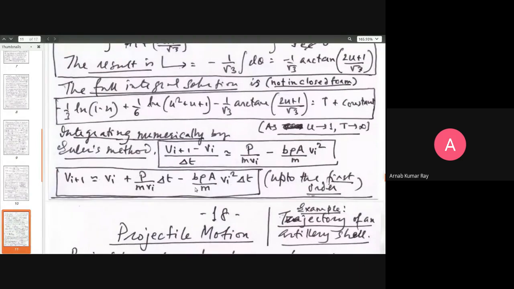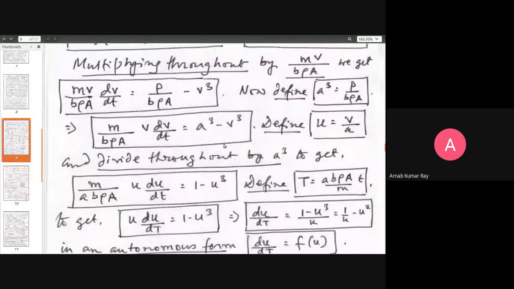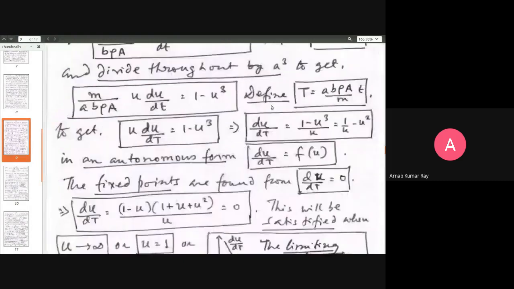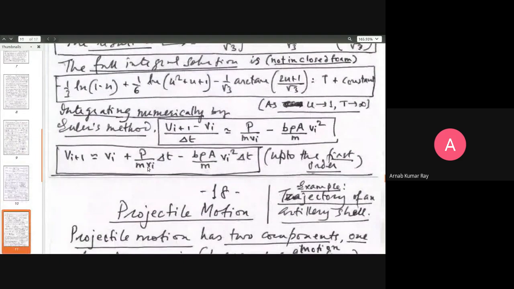This equation that we are getting here comes from here, and this equation that we have comes from here. dv/dt, delta v by delta t, is equal to P by mv minus B rho A v squared by m. This equation that you have, when broken up in Euler's formula, gives you this. So up to the first order.